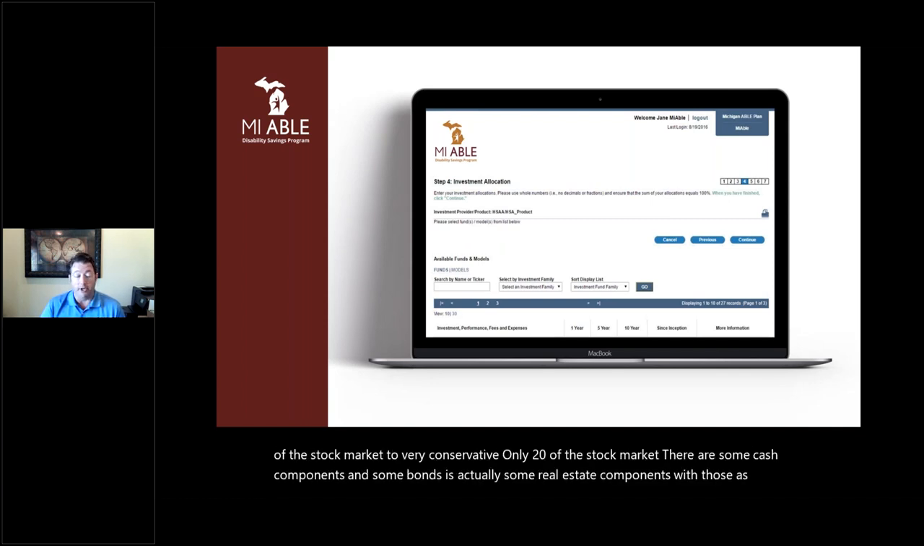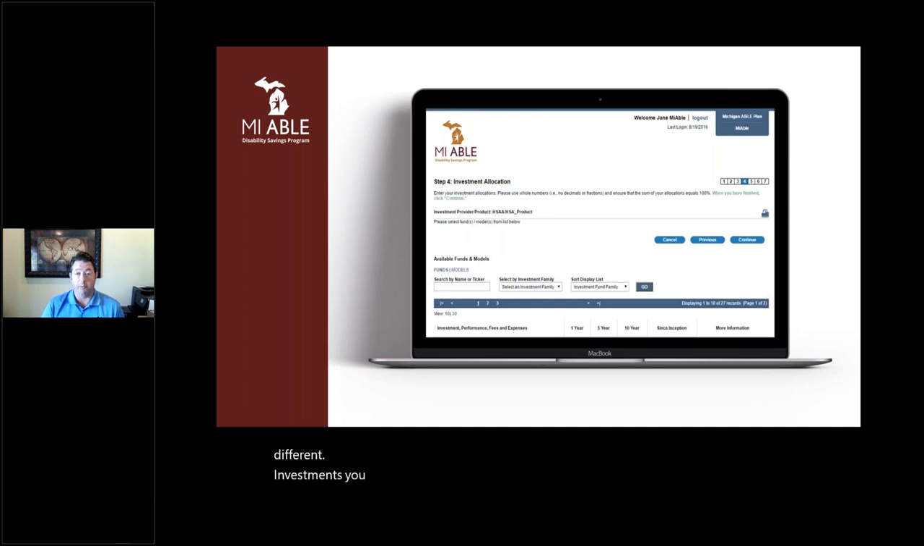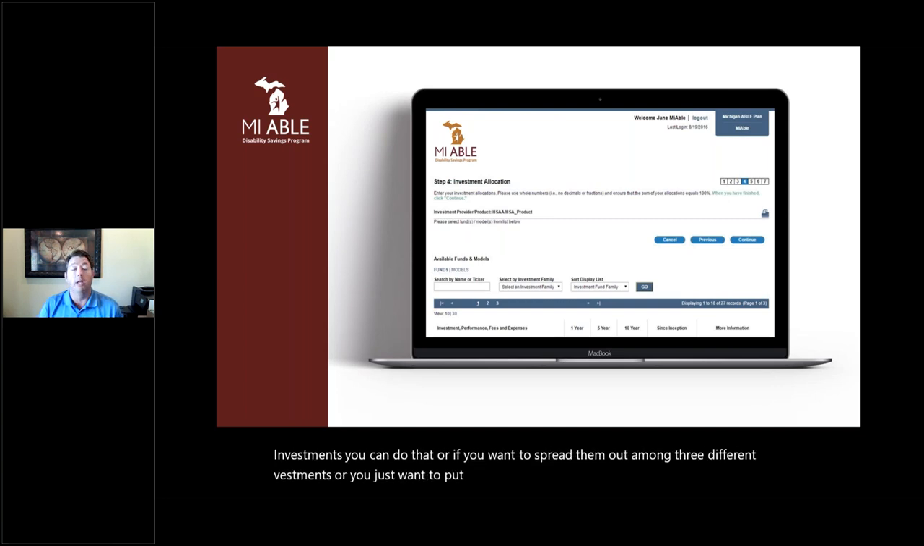But what I did not mention is that you don't have to just choose one. If your particular investment risk tolerance says, you know what, I'd rather spread my money out among those five different investments, you can do that. Or if you want to spread them out among three different investments, or you just want to put it all into one investment, you're allowed to do that. So there's a lot of flexibility with this program that allows you to invest based on your personal risk tolerance.